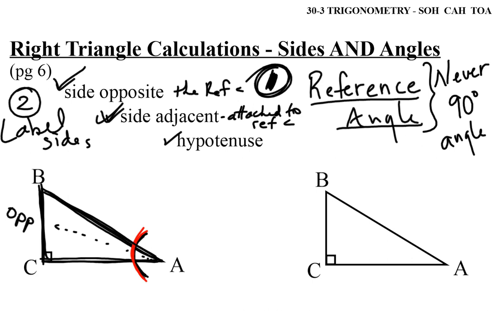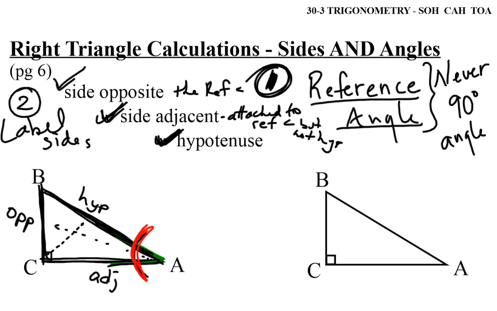So now I have two sides. If I take a look at this, there's two sides that make up the reference angle. Well, one of them is the hypotenuse. The hypotenuse is easy to label because we've always labeled it. Opposite the 90 is your hypotenuse. And so the side adjacent is attached to the reference angle, but it's not the hypotenuse. So what's attached to the reference angle but not the hypotenuse? Well, there's side adjacent.